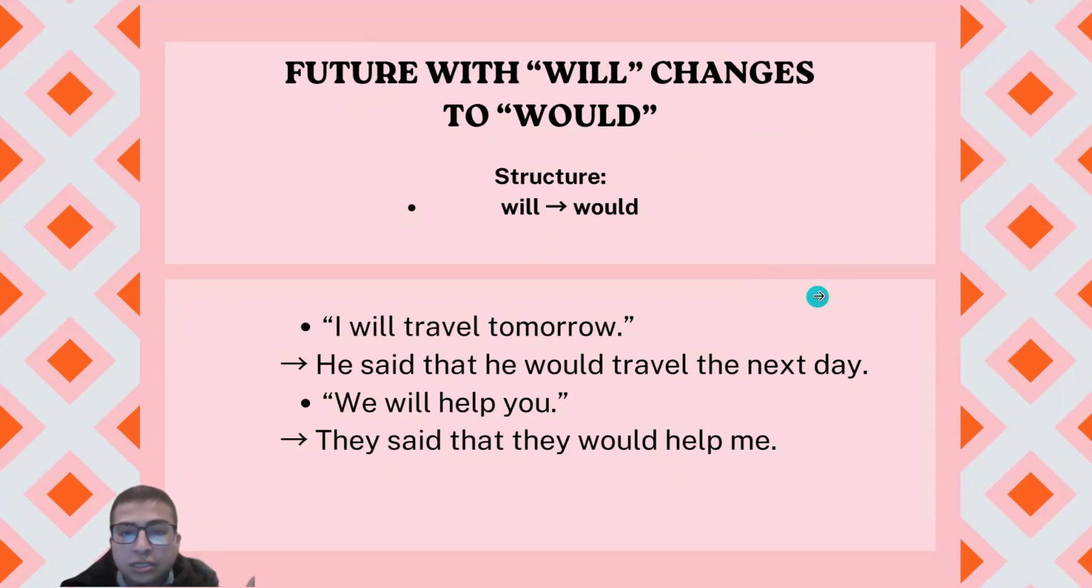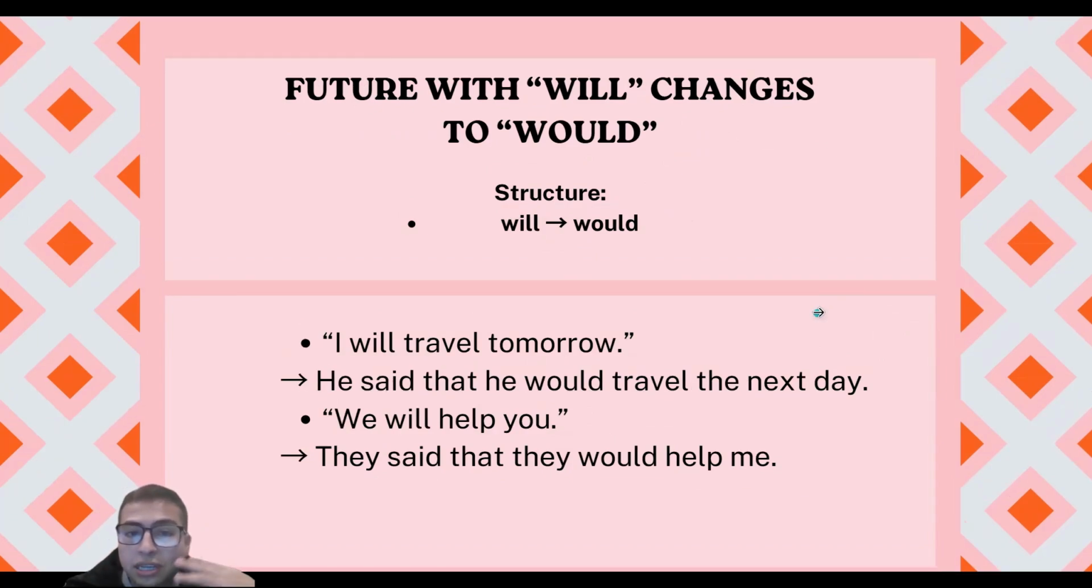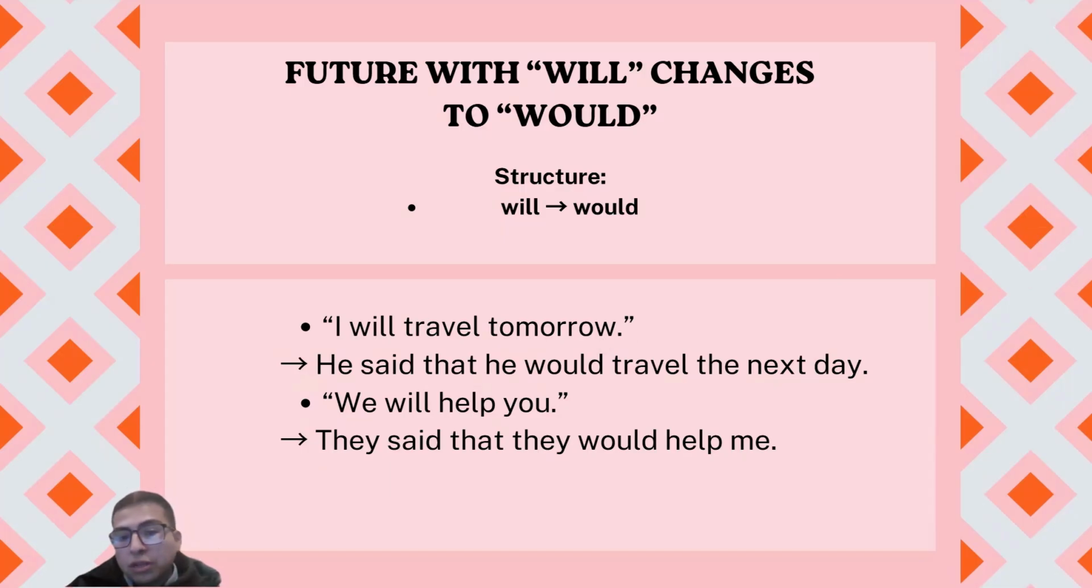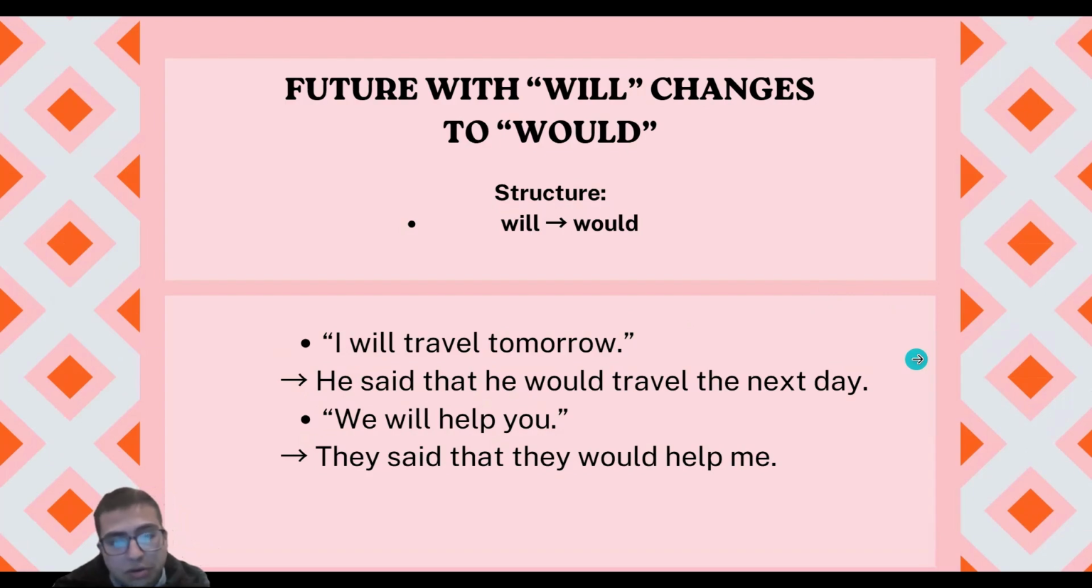And the future tense with will changes to would. For example, I will call you later becomes he said that he would call me later. And another example, we will help you becomes they said that they would help me. This change is very important in reported speech because it's very common.